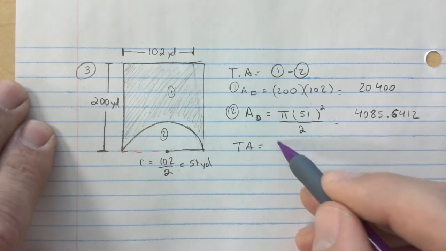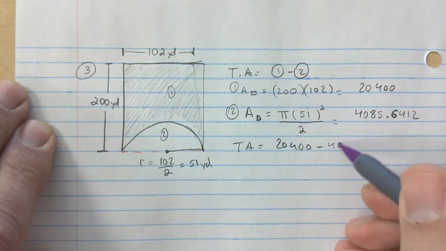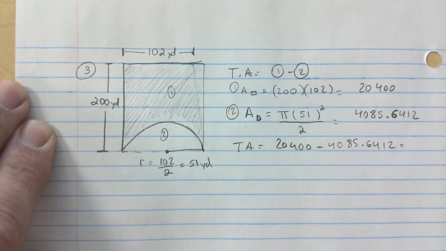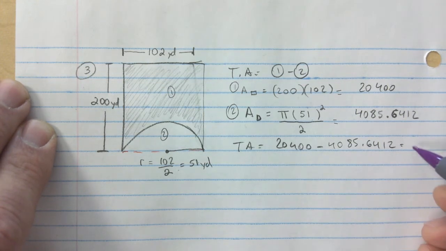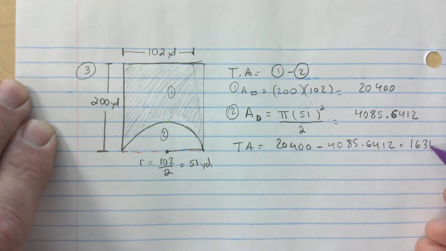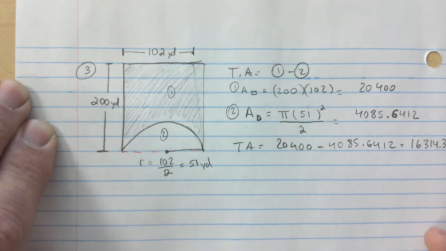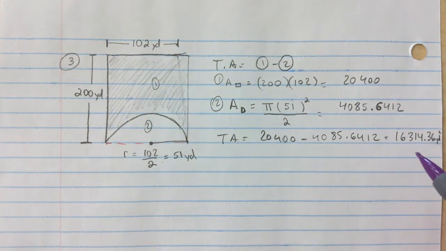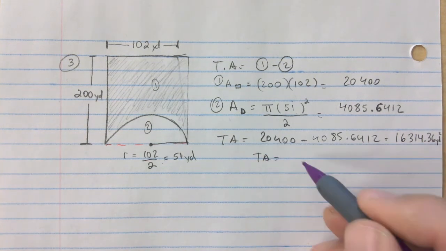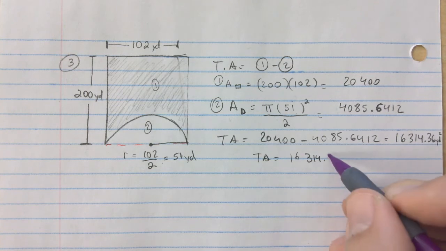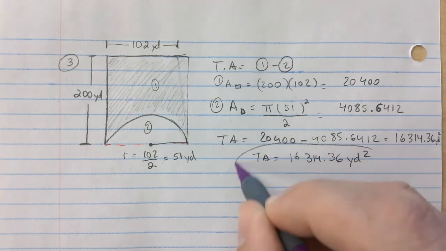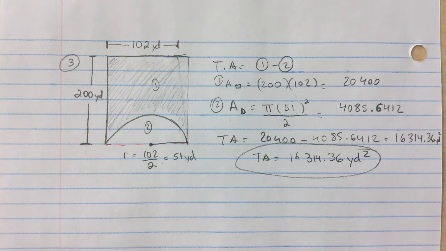So total area would be 20,400 minus 4,085.64. That's 16,314.36 squared yards. 16,314.36 squared yards. I'll say it one more time. There it is.